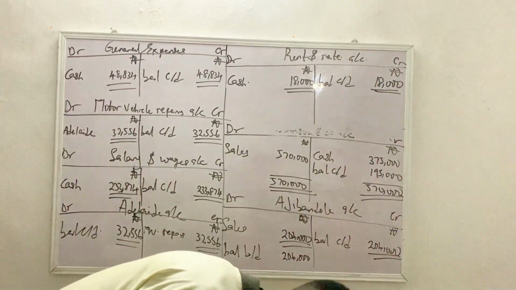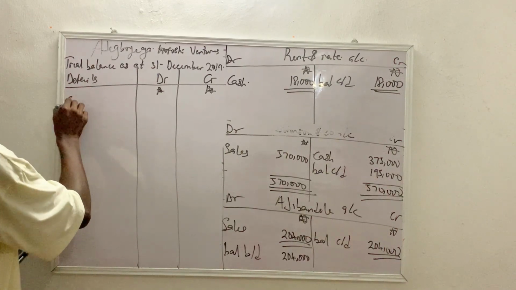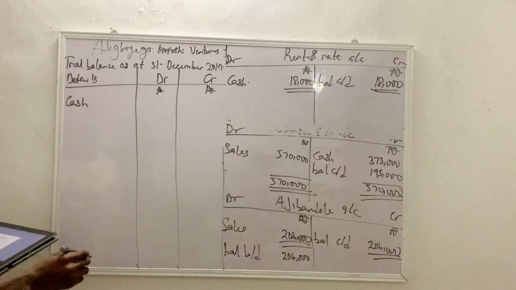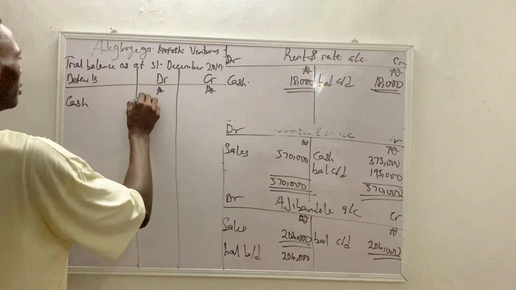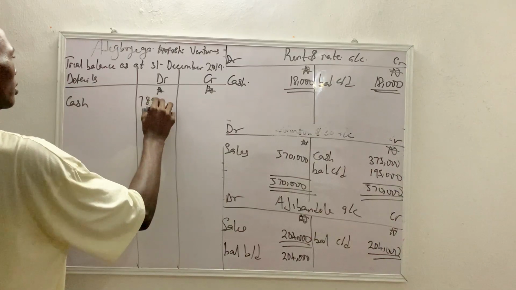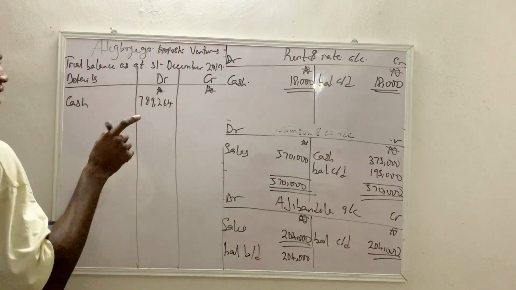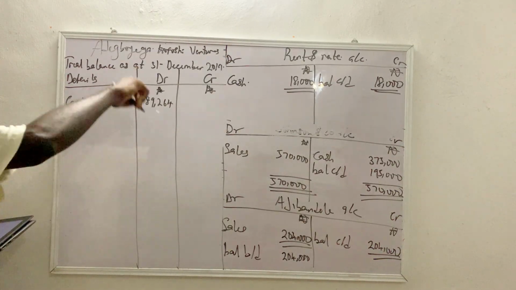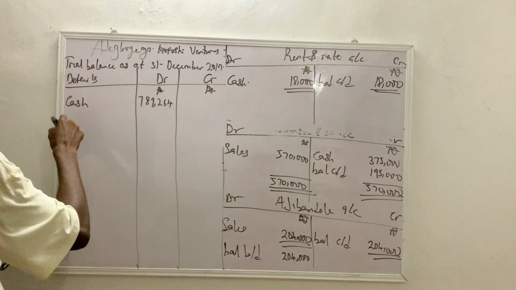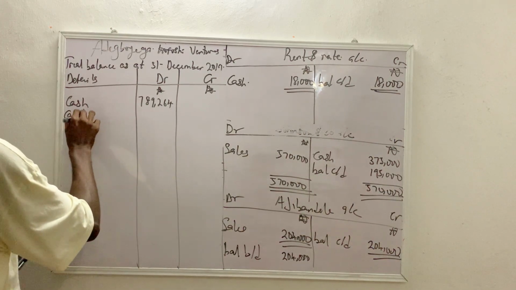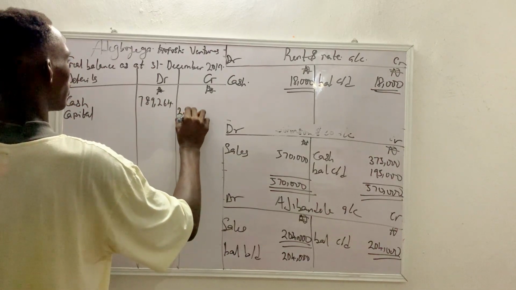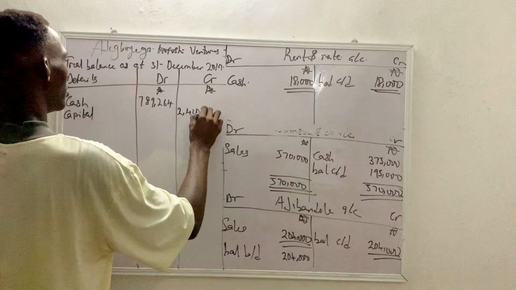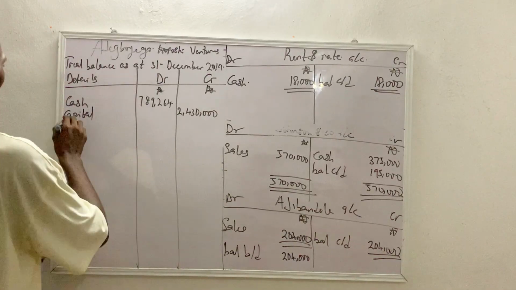Then we can move to the trial balance and ensure that we do this starting from our cash book. Our balance brought down was 789,264. That's our balance carried down on the credit. It's coming here. Then next is our capital, which is 2.43 million. Then the next is our motor vehicle.